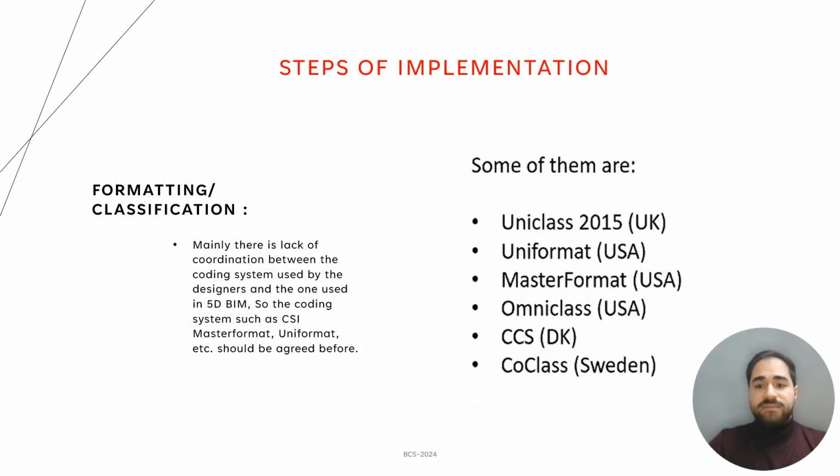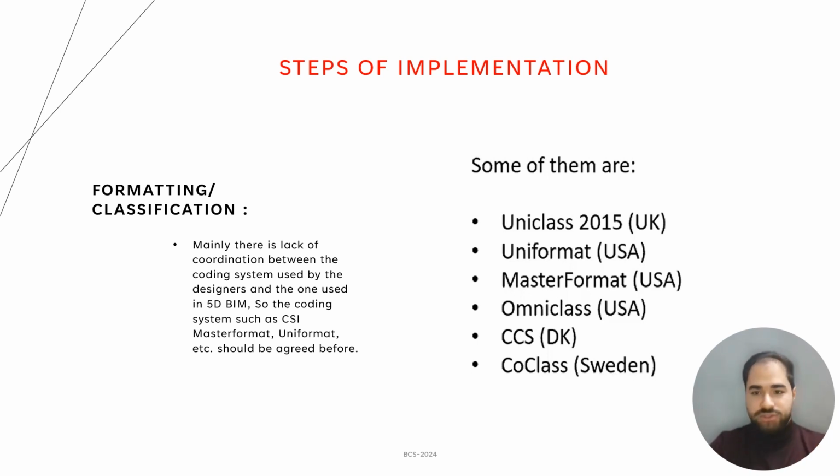The other item is the formatting and the classification. Mainly there is lack of coordination between the coding system used by the designer and the one used in the 5D BIM. So the coding system such as the CSI format and the UniFormat should be agreed before the implementation or before starting the project in the BIM execution plan. Here we have some coding systems like UniClass, UniFormat, MasterFormat, OmniClass. All of these coding systems must be confirmed and must be coordinated between the BIM manager and the cost manager from the beginning of the project.